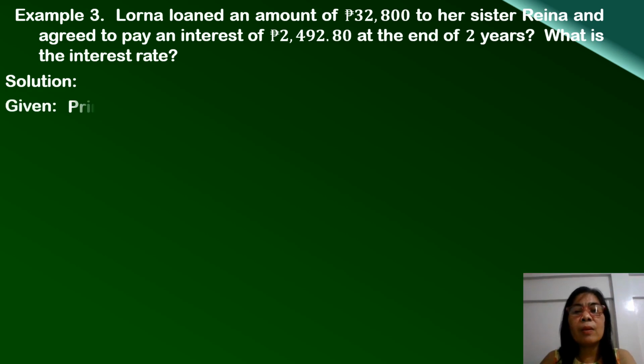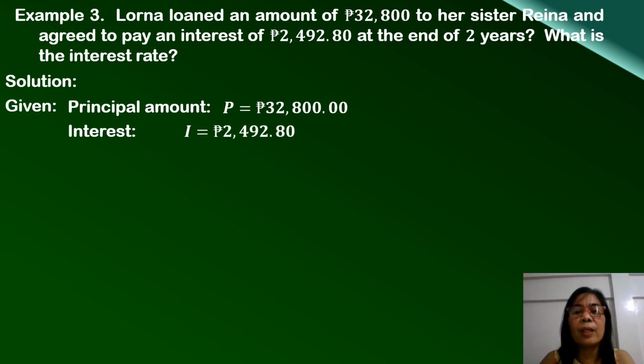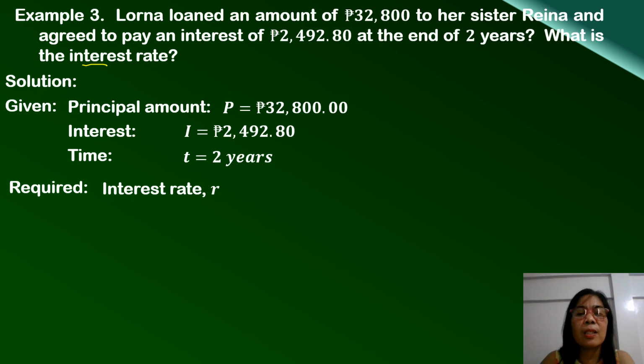So the amount loaned to Rena is 32,800. This is the principal amount. And they agreed that the interest will be 2,492 pesos and 80 centavos at the end of 2 years. So the time in here is 2 years. This time, we are asked to find the interest rate.